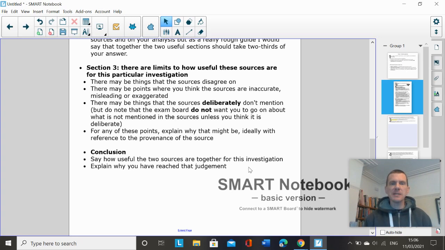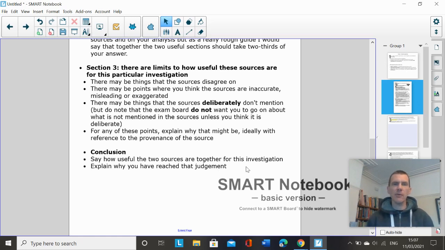Ideally, for any of these points you make here in the limitations, explain it with reference to the provenance of the source. If it's misleading, explain why it's misleading from the provenance. If it's exaggerated, same sort of deal really, isn't it? If it's inaccurate, explain perhaps why that might be from the provenance.